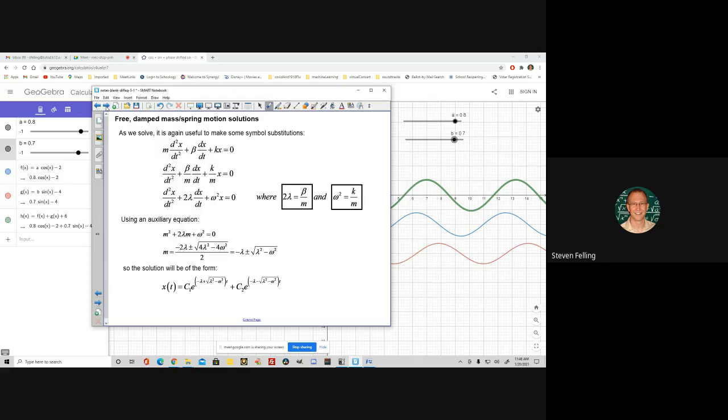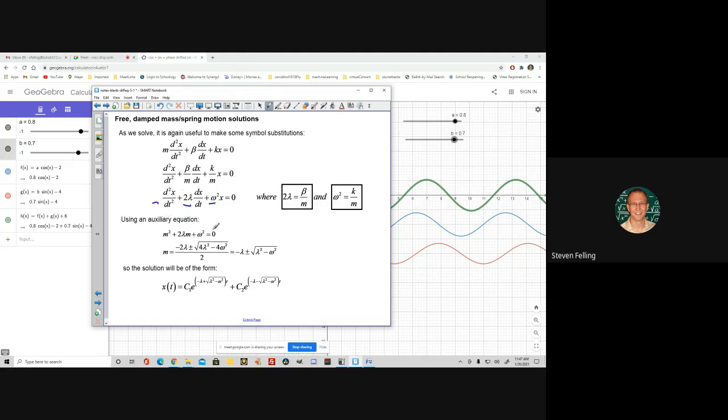So again, as we solve this, it's going to be useful to make some symbol substitutions. So first we'll divide by m, and we'll get that the multiplier for the first derivative is beta over m. That is typically relabeled 2 lambda. Okay, and then this k over m constant is again called omega squared. So we have a new constant here, lambda, where 2 lambda is defined as the damping constant over the mass. Okay, and that means we have a second order linear differential equation with constant coefficients.